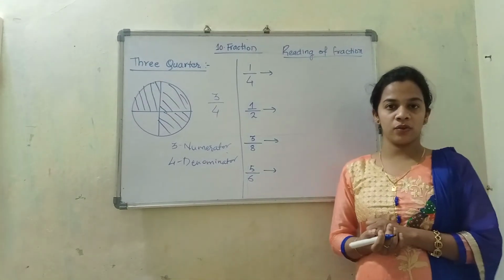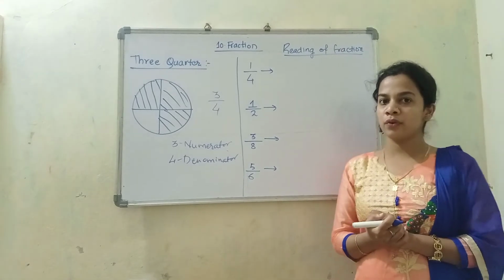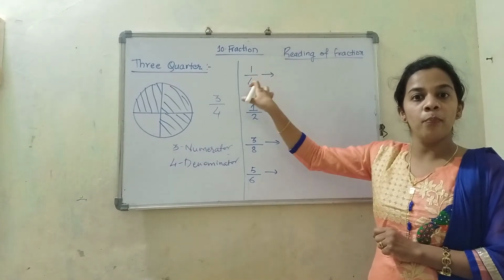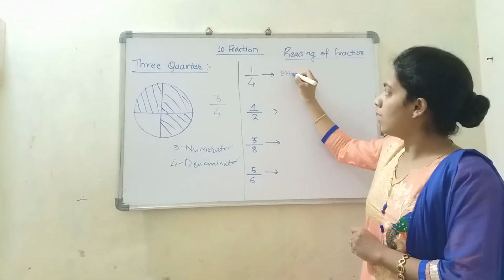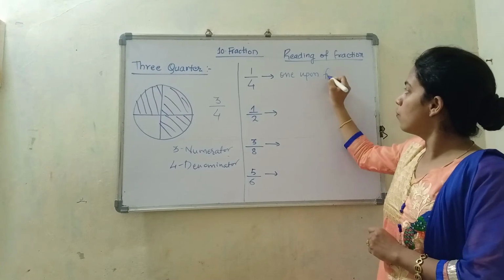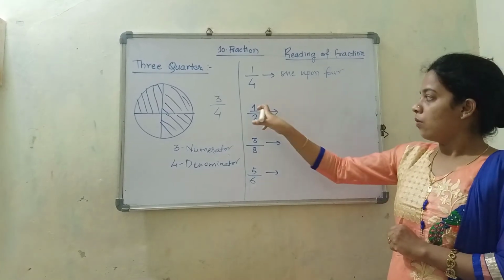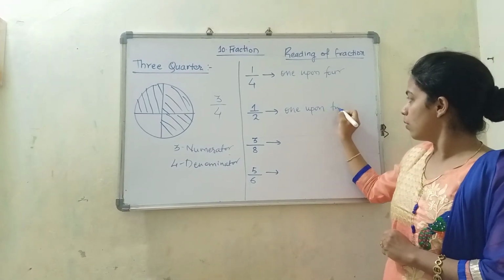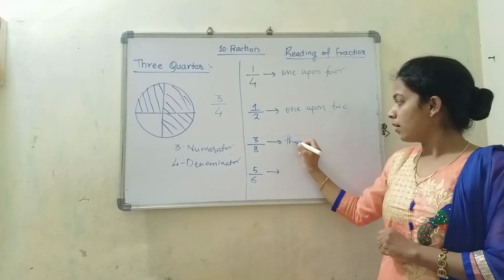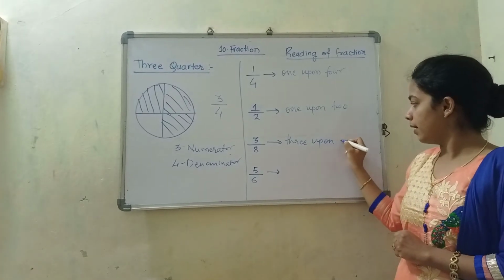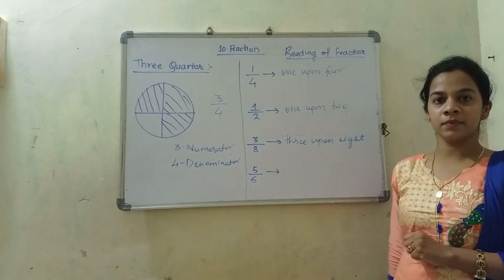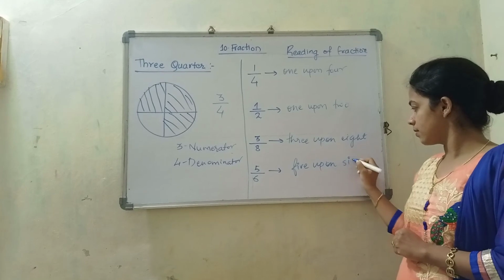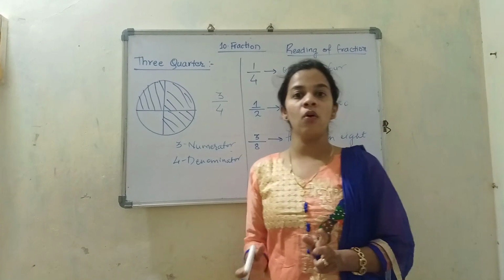Now, reading of a fraction. If a fraction is present in front of you, how are you going to read it? You can clearly see over here, 1 upon 4. How are we going to read it? 1/4. 1/2. 1/2. 3/8. 5/6. So this is the reading of a particular fraction.